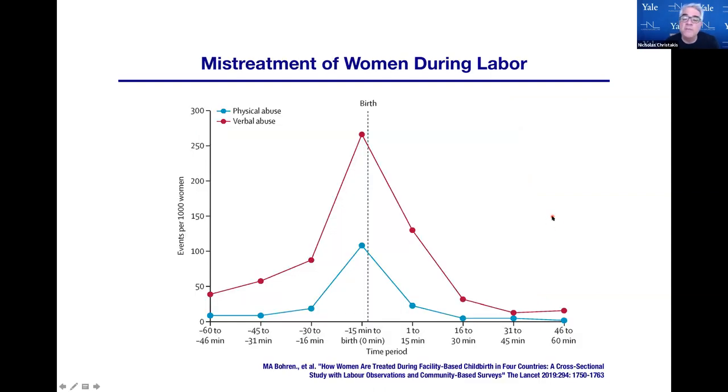Of course, the abuse of women is not limited to modern Western settings. This is a slide taken from your readings for today. During the labor observations, 14% of the 2,016 women taken from four countries, I'm blocking on the names of the countries right now, from around the world. These are mostly developing world countries.